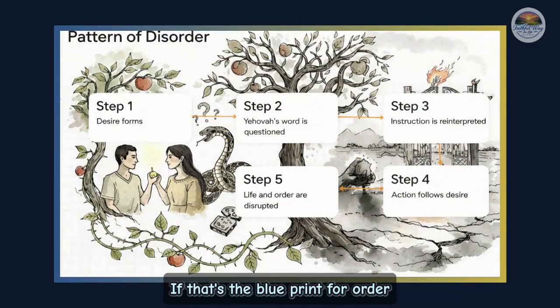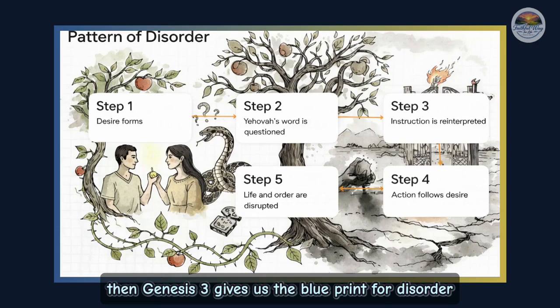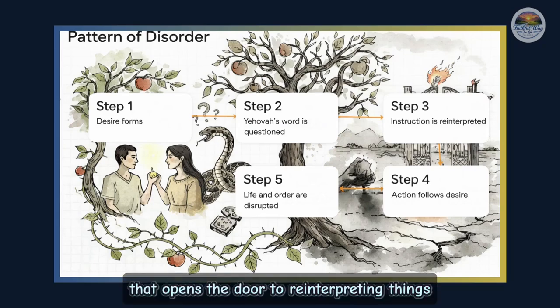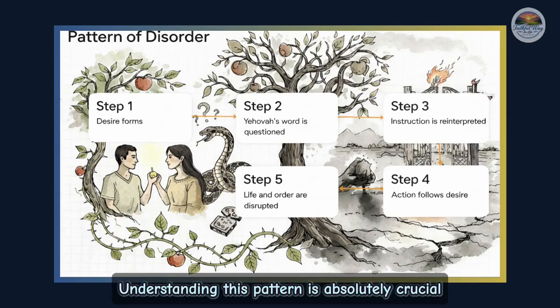If that's the blueprint for order, then Genesis 3 gives us the blueprint for disorder. And honestly, it's a pattern that just repeats itself over and over again. It starts with a simple desire, which then leads to questioning the instruction that was given. That questioning opens the door to reinterpreting things, which finally leads to an action that completely disrupts the original design. Understanding this pattern is absolutely crucial.